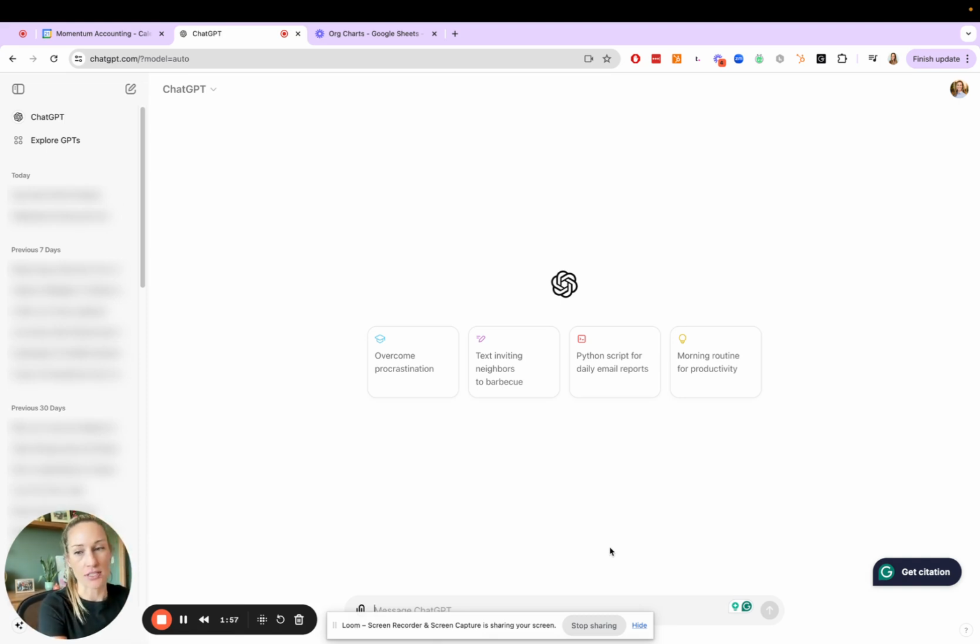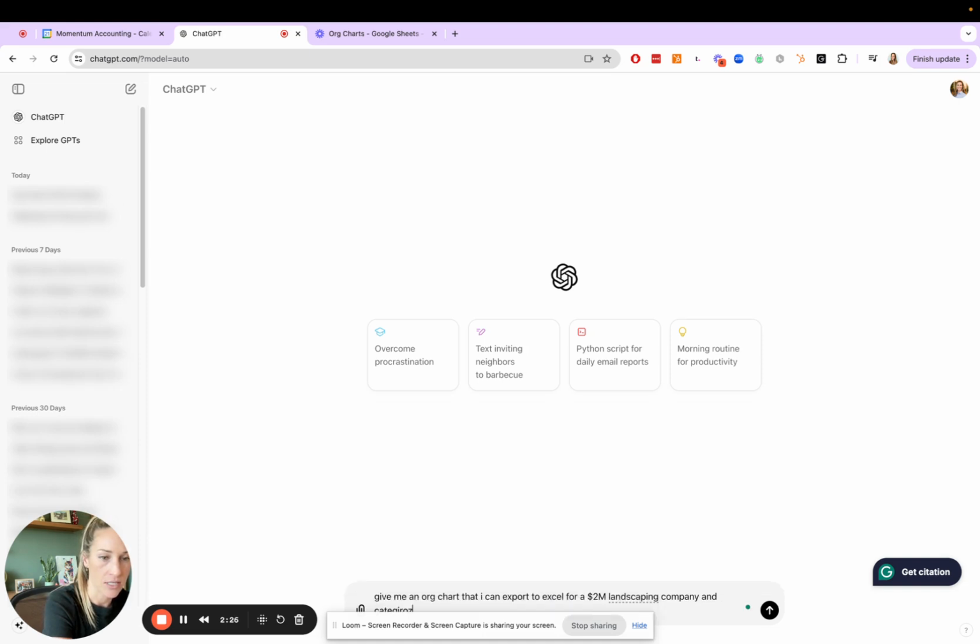So what I'm going to do is say, give me an org chart that I can export to Excel for a landscaping company. Make sure to give it a size too, because the bigger the company, the more management layers we need, right? I'm going to say $2 million landscaping company, and categorize each role by COGS versus overhead. Let's see what we get.